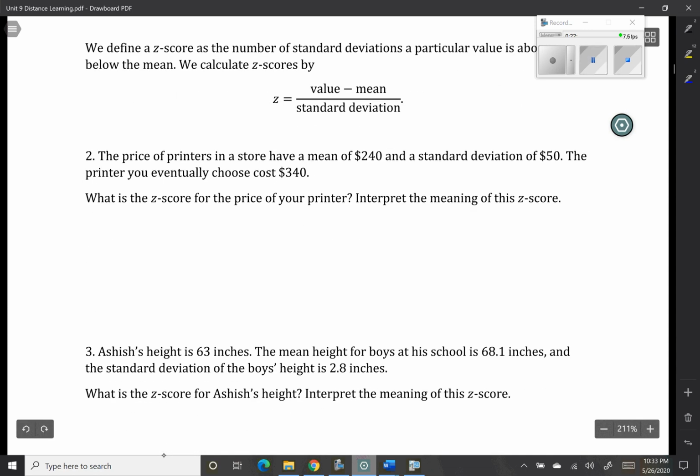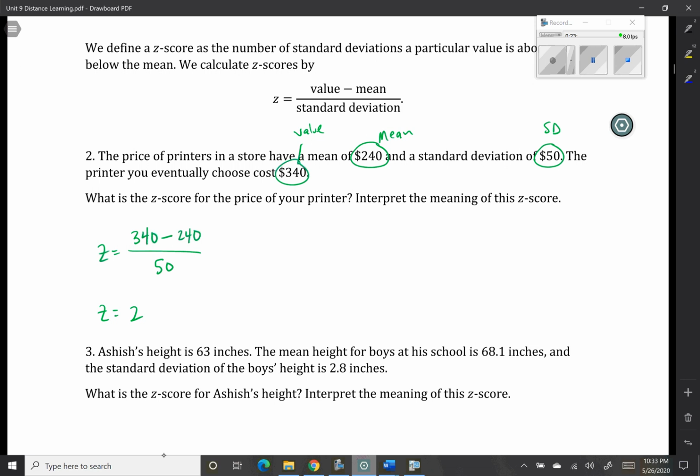Number 2 says the price of printers in a store have a mean of $240 and a standard deviation of $50. The printer you eventually chose is $340. This is the mean. This is the standard deviation. This is your value. Those are the 3 pieces that fit into this z-score formula. It says, what is the z-score for the price of your printer? So I can say the z-score is equal to my printer value, $340, minus the mean, $240, divided by the standard deviation of 50. So my z-score is going to be 2. This means your printer cost is 2 standard deviations above the mean printer cost.